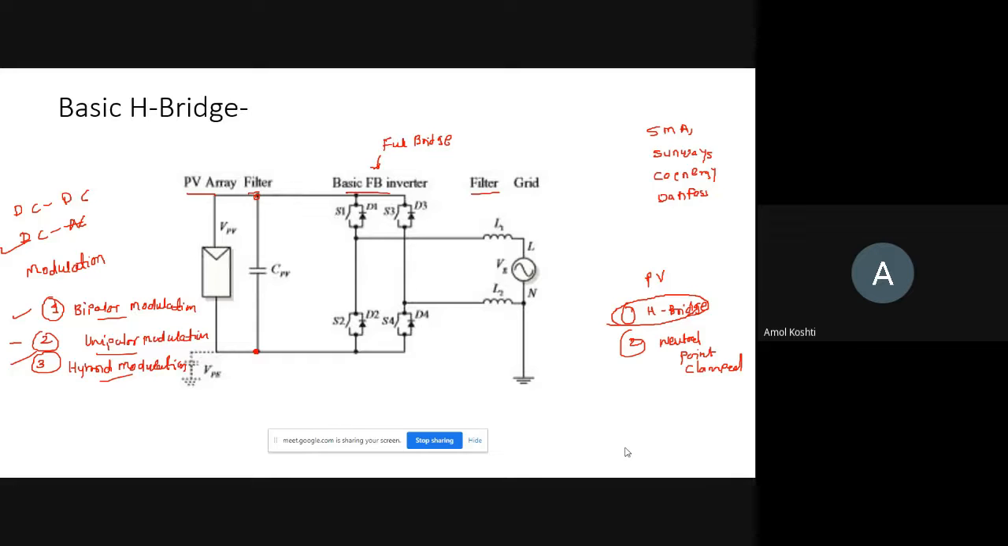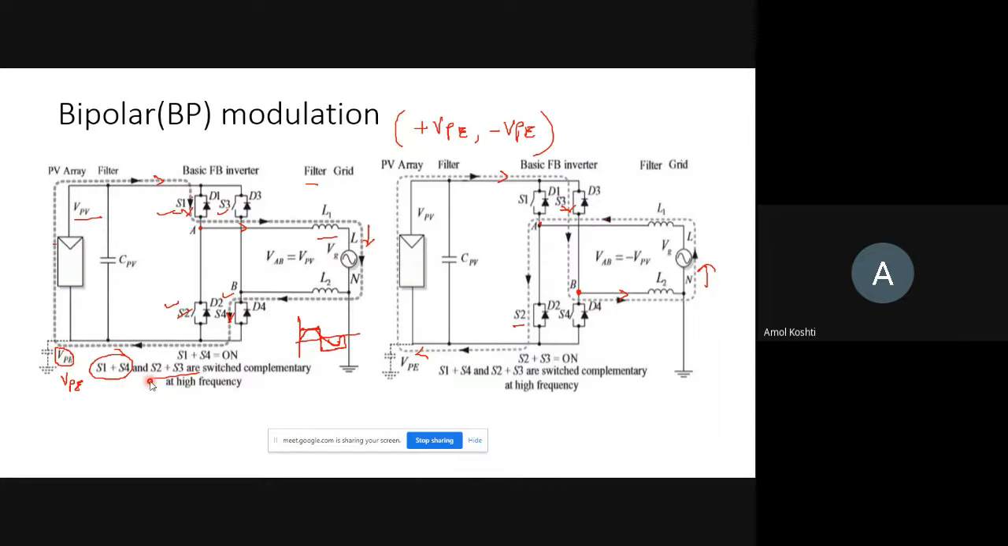For that we have learned three techniques: bipolar modulation, unipolar modulation, and then hybrid modulation. We have also studied the modes of operation in case of bipolar modulation, unipolar modulation, and hybrid modulation. In bipolar modulation, we have to understand only the switchings and how the output is generated. We have seen here that only two levels of output are produced, that is plus VPE and minus VPE.